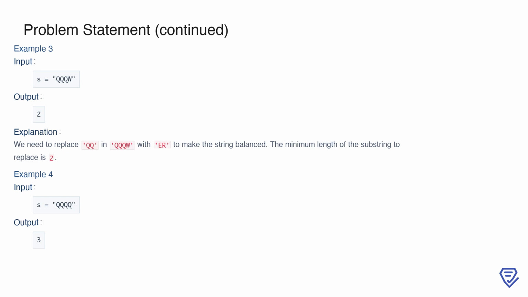In the fourth example, the input string is s equals QQQQ. Here, all 4 characters are Q, so the string is highly imbalanced. To balance it, we need to replace 3 Q's with W, E, and R, creating the balanced string QWER. The minimum length of the substring to replace in this case is 3.